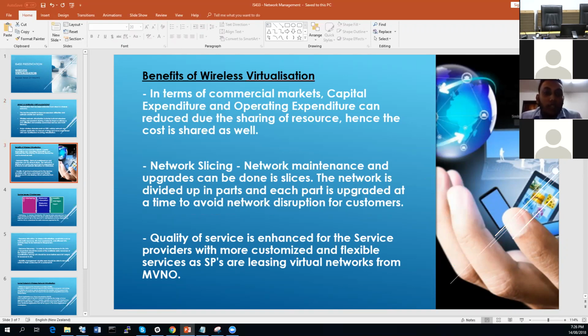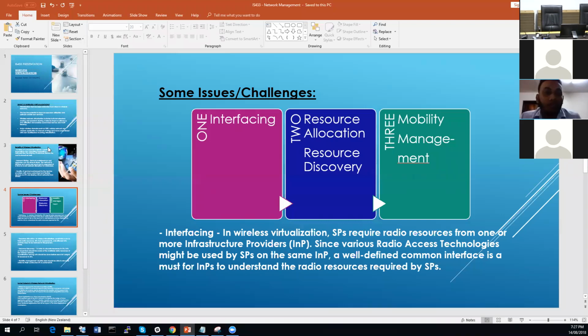Quality of service is also enhanced for the service providers with more customized and flexible services, as service providers are leasing virtual networks from the mobile virtual network operators. Some challenges, on the next slide, are interfacing. This is basically in wireless virtualization. Service providers require radio services such as bandwidth, power, and interference from one or more infrastructure providers. Since various radio access technologies might be used by service providers on the same infrastructure, a well-defined common interface is a must for the infrastructure providers to understand the radio resources required by the service providers. Resource allocation and resource discovery in wireless virtualization.